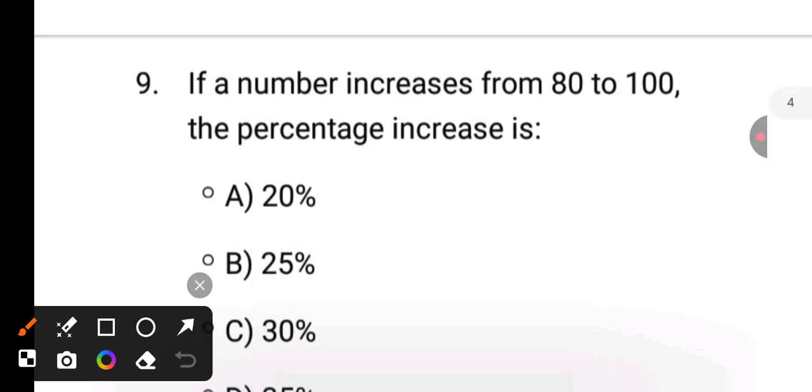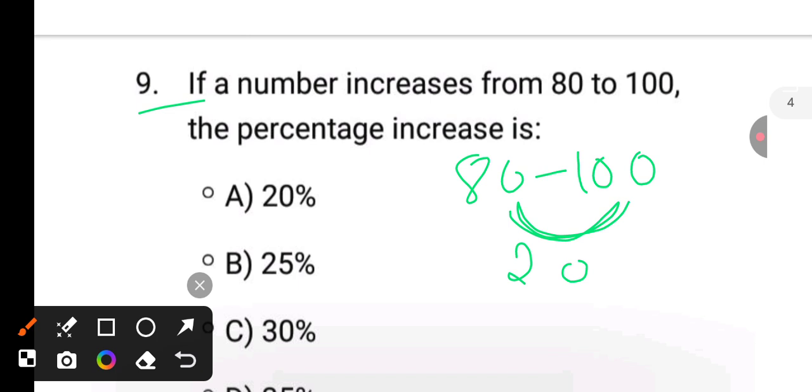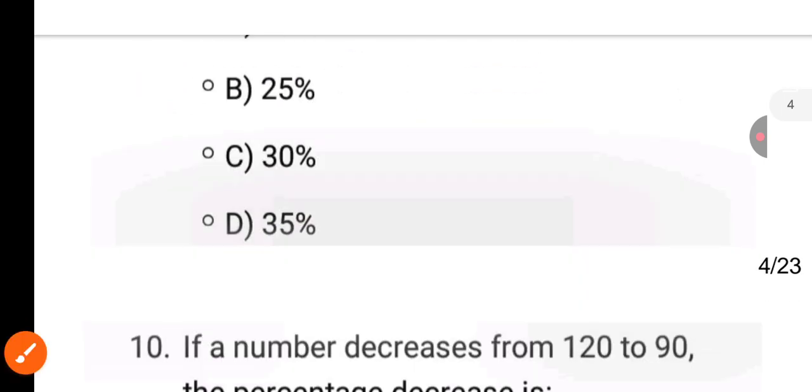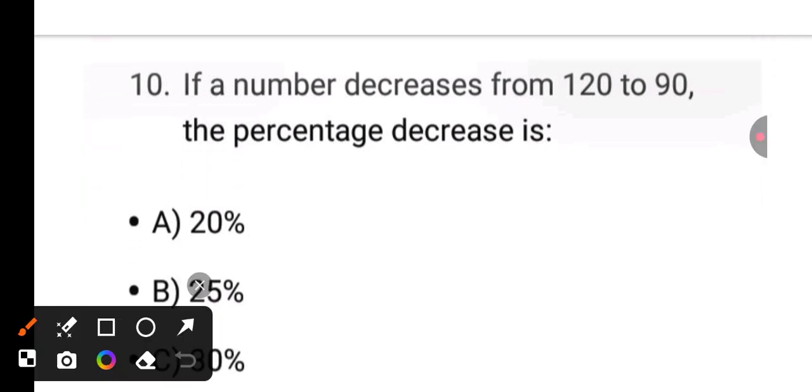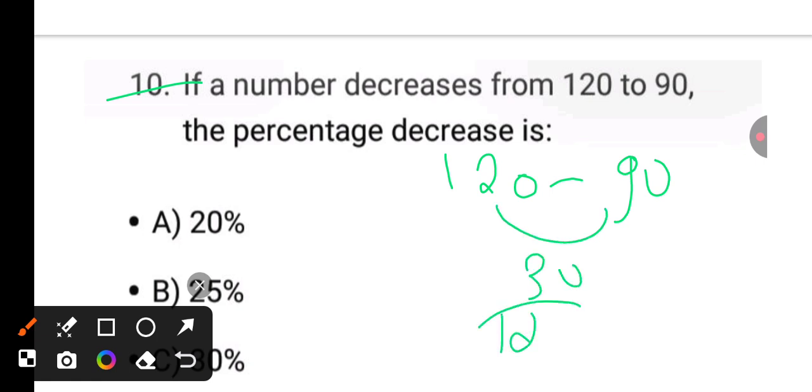Next question is increase from 80 to 100. Percentage increase. See, 80 is becoming 100. First see the gap. How much gap? 20. From where it is increasing? From here, into 100. Again it is 25%. Next, if a number decreases, 120 is becoming 90. Decrease is 30. From where? 120 into 100. Again it is 25%.